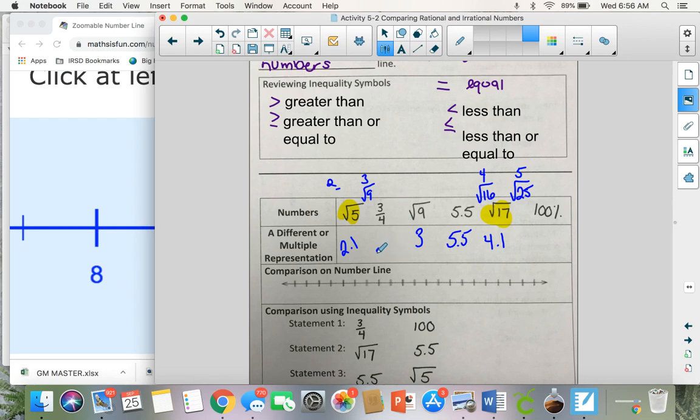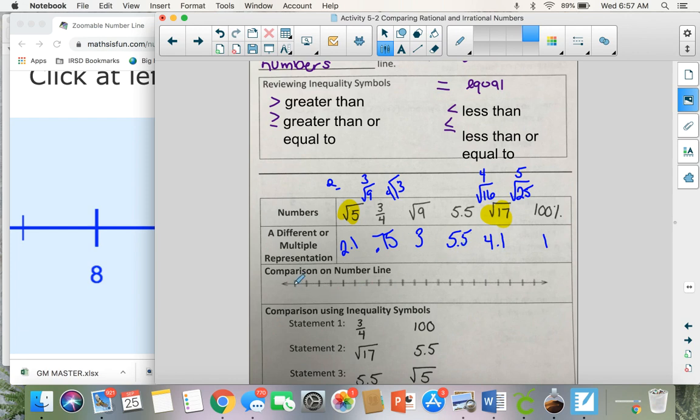Great, so you should have had 75 hundredths for 3/4. That would be 3 divided by 4, numerator divided by denominator. And you should have had 1 for 100%. Okay, so now I'm going to compare these 6 numbers using a number line. My smallest number is 75 hundredths. My largest number is 5.5.